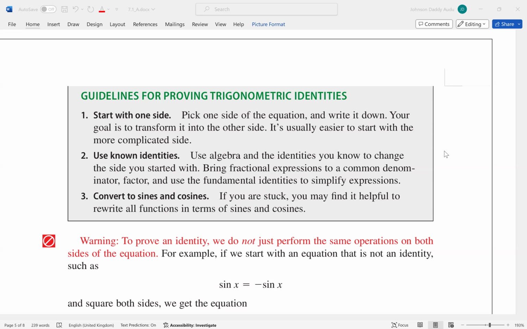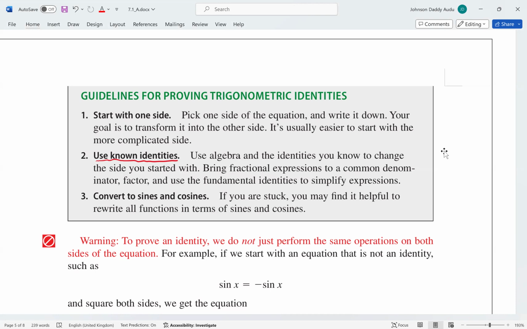You can do that by using known identities. You can use any of the identities we've discussed so far. It could be the Pythagoras, the reciprocal, the even-odd, or the co-function identity. You try to take the side you've chosen and use those identities to convert that side to be equal to the other side. So if you start with the left-hand side, your goal is to transform it to look exactly like the right-hand side using known identities.